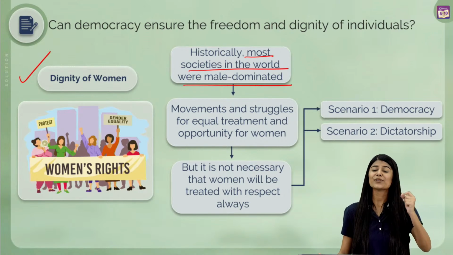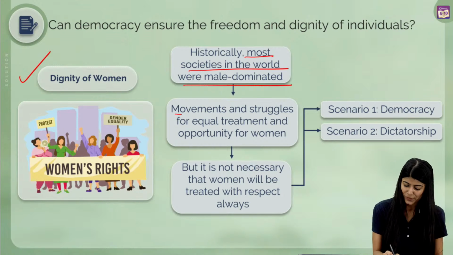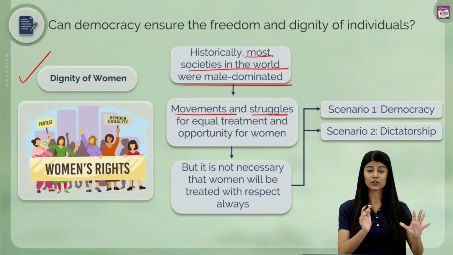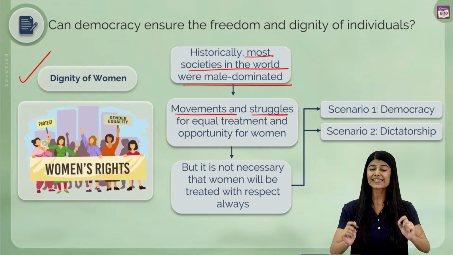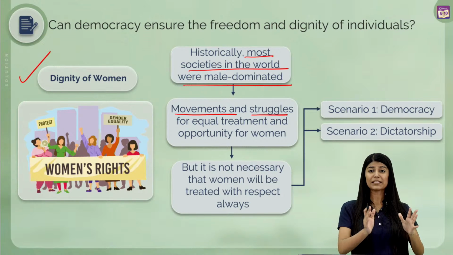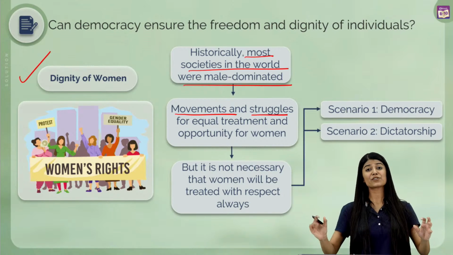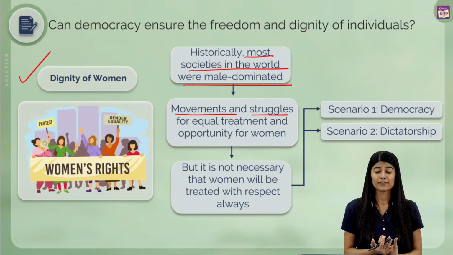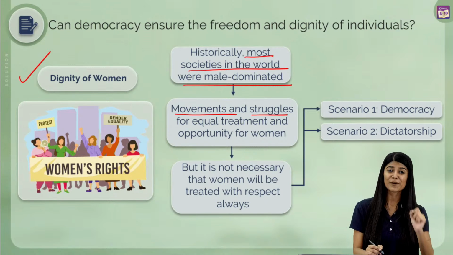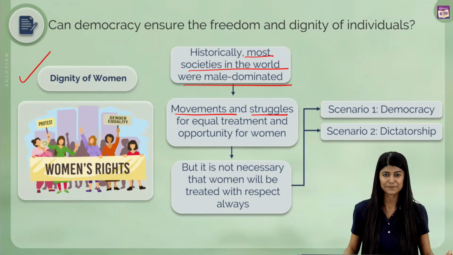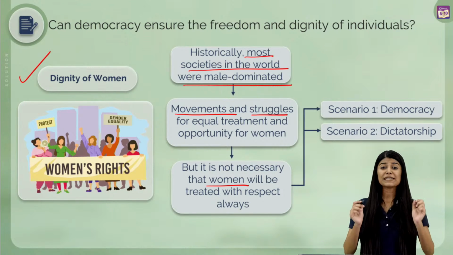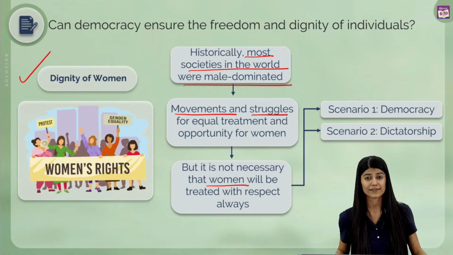So now how do they achieve this? By various movements and struggles. And one of the examples of the movements that I would like to share with you is the feminist movement. Women in history weren't able to vote, and they fought for their right to vote, and this movement was a successful one. But listen, it's not always necessary that women will be treated with respect always, right?